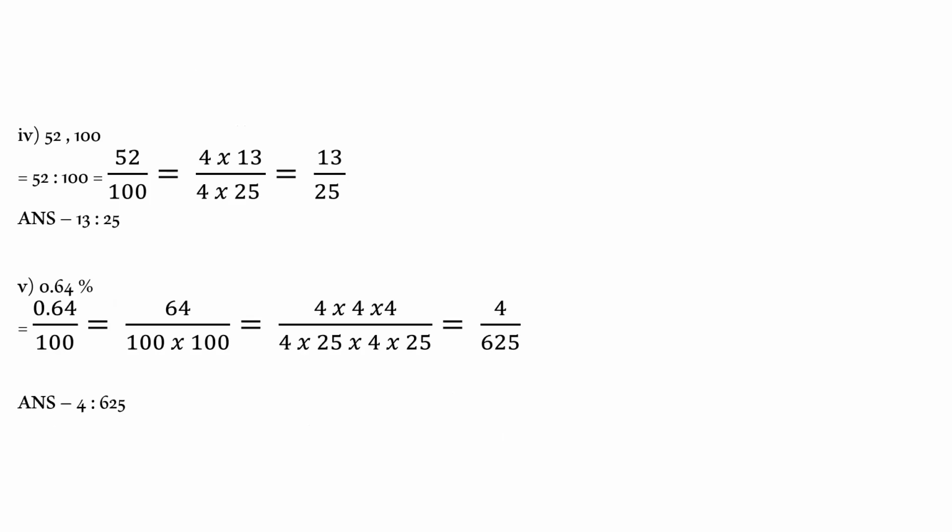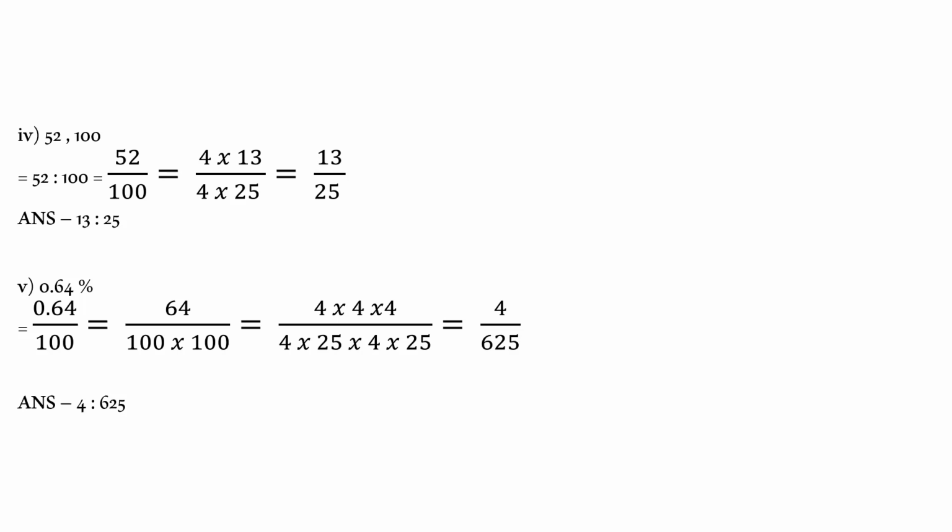Fifth sum is 0.64%, which is equal to 0.64 upon 100. If we try to remove the decimal, there are two digits after the decimal point, so we have to divide by 100. 64 upon 100 multiplied by 100.